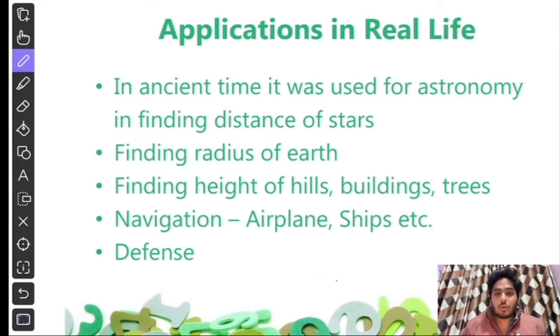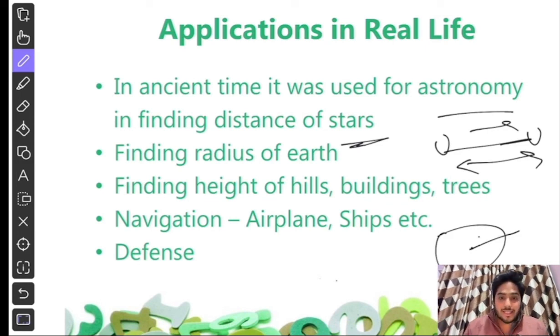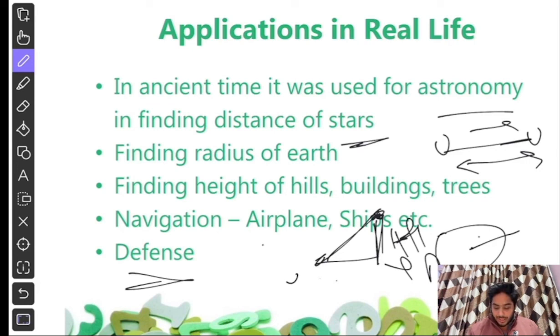Now if we talk about the applications of trigonometric functions in real life, in ancient time it was used for astronomy in finding the distance of stars. These are the stars and this is the distance. How to find the distance between these two stars. Also finding the radius of earth, finding the height of trees, building, navigation, airplane flights, and many places we use trigonometry.